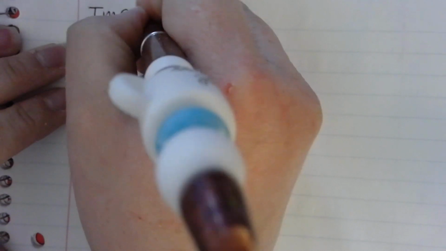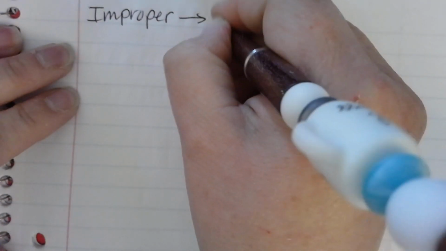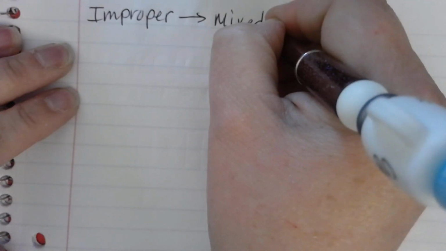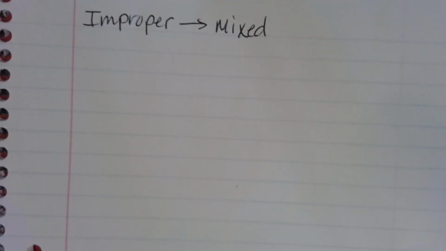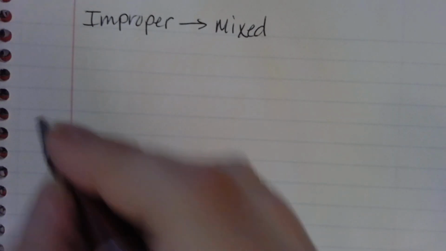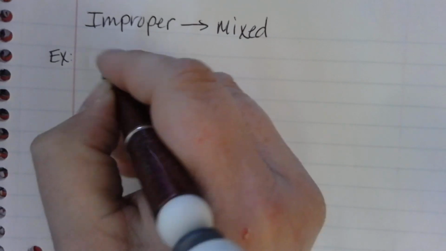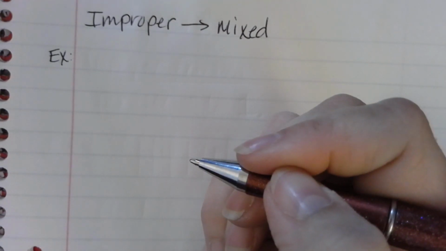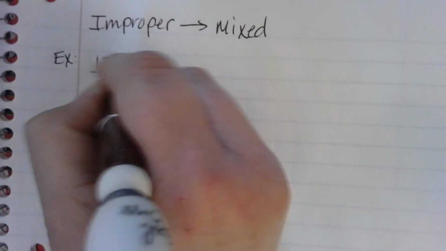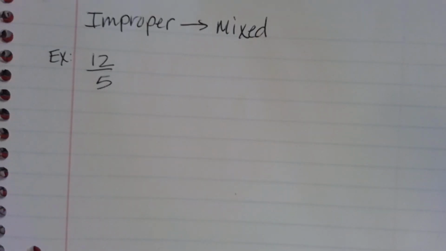Now, let me get this out of the way. Okay, so let's start with improper to mixed. My example will be 12 divided by 5. All right, so I immediately recognize my improper fraction because it is too big on top.